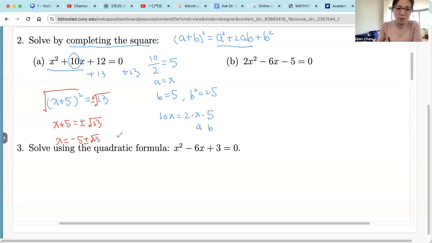So two irrational solutions. Right, two irrational solutions.